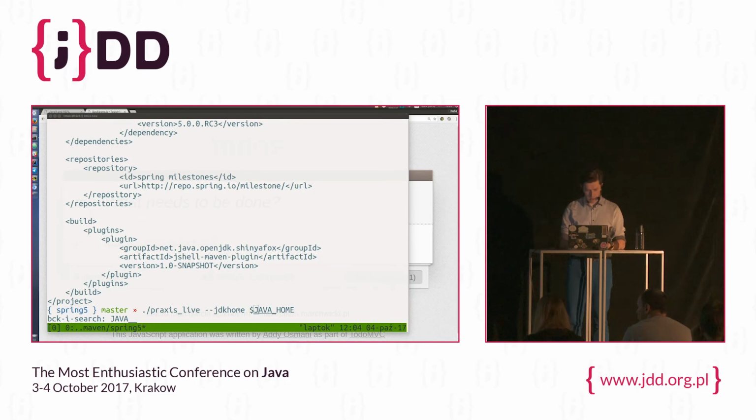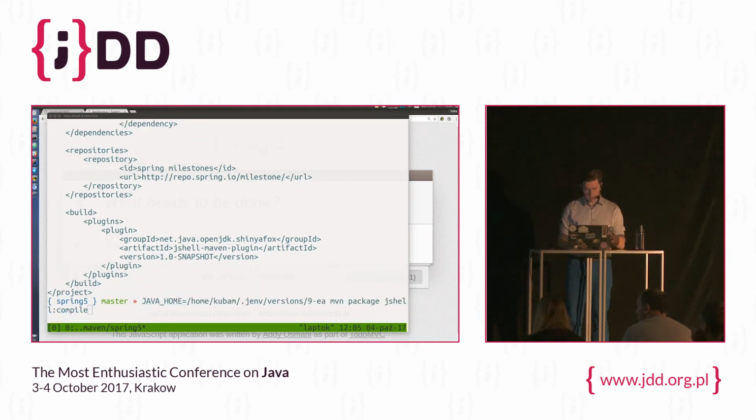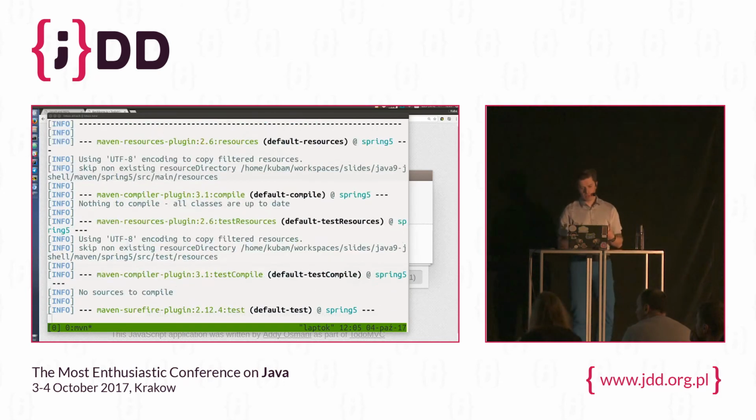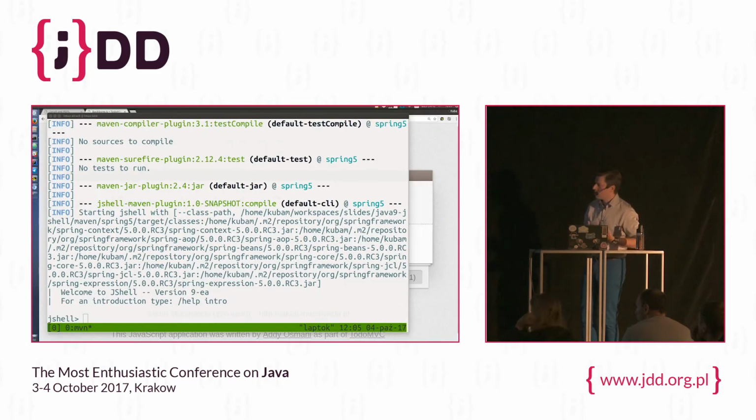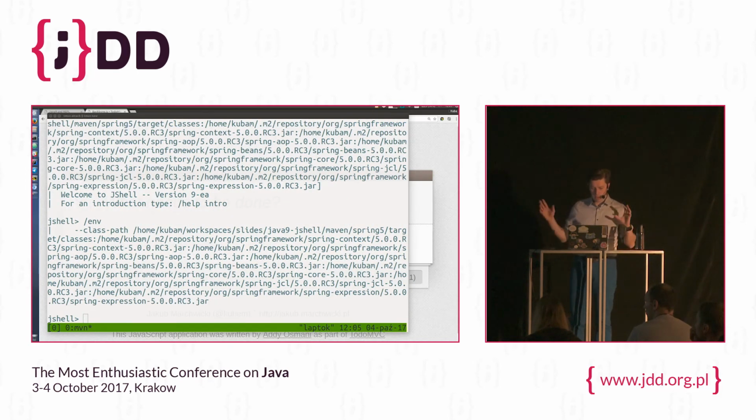And what I'll do is take my Java home and go with Maven package JShell compile, which is a JShell plugin for Maven. What it does is take my whole project, do the standard Maven thing, and then run JShell with my classes. And now I am in the middle of the build process with my JShell running. And if I go with environment, I can see my whole Spring framework is there.